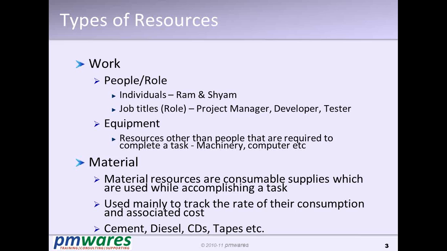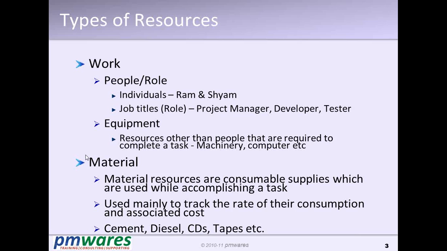So what do work resources do? Work resources perform the work. They can be of two types. One is people and second is equipment. People can be of two types: individual, where you can identify the person with a name, or the job title, that is the role. That is a project manager or developer, tester, programmer. These are the roles basically.